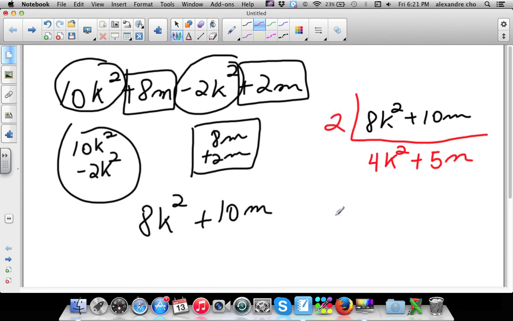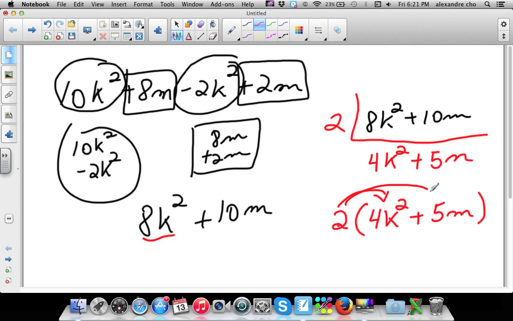So our new expression is going to be 2. Inside the parentheses, you get 4k squared plus 5m. And if you want to double check your work, you can always just distribute. And you get 2 times 4k is 8k squared. And 2 times the 5 equals 10m. So this expression right here is the same thing as this expression. Okay, so you just created yourself a brand new expression which is equivalent to your original, this one.